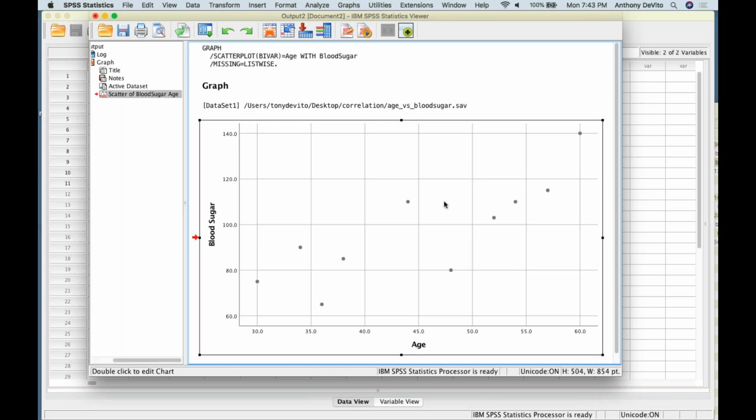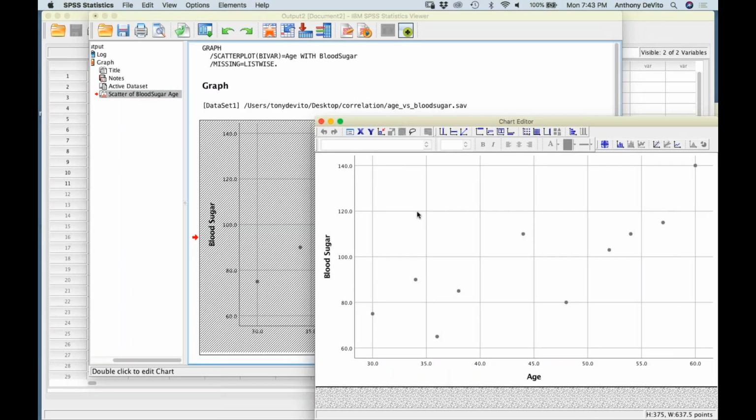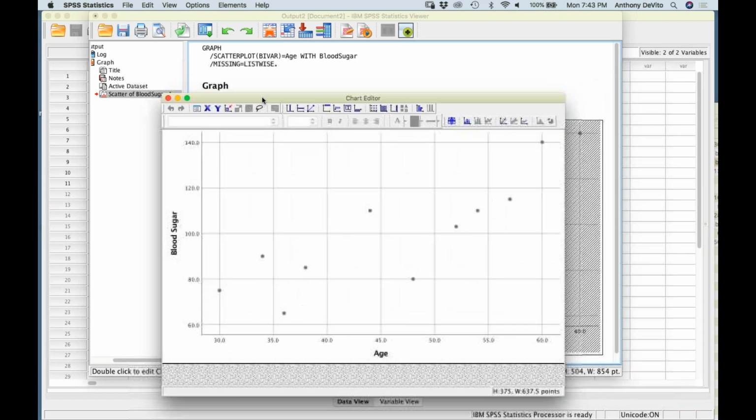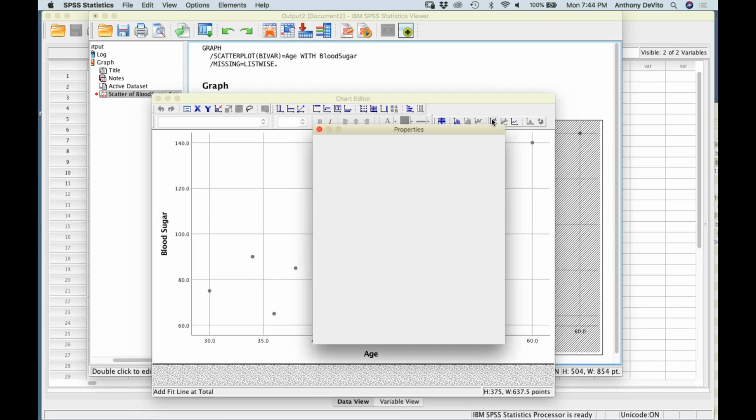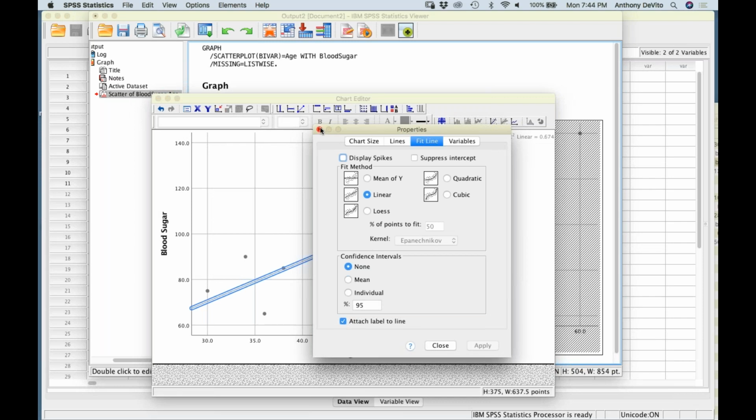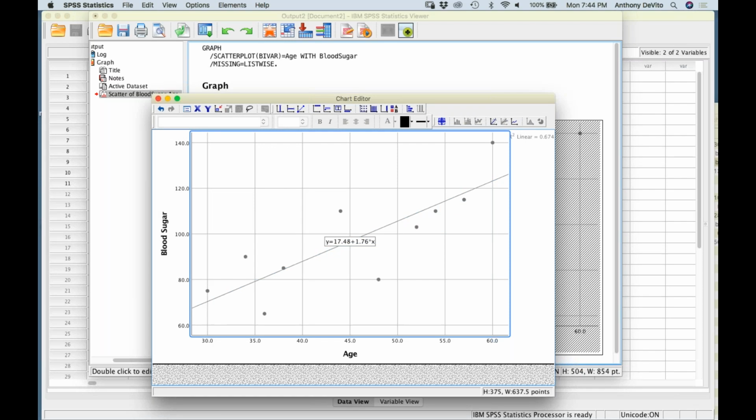If you double click on the chart in SPSS, it brings up a chart editor. One of the things you can do is ask it to create a best fit line for you. This one over here says Add Fit Line at Total. I'm going to click on that, and it's going to add a best fit line for me. Now this line represents the straight line that best estimates the relationship between age and blood sugar.